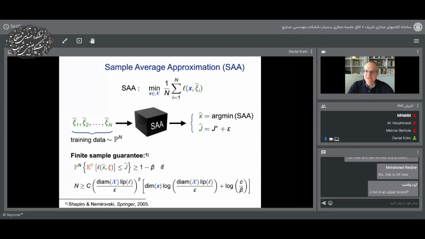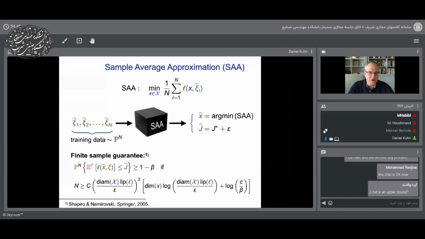This sample average approximation method is really the simplest method to data-driven optimization, and it's very popular, mainly for two reasons. The first one is it's extremely simple. You just minimize the sample average, and there's nothing complicated to be done. There are very powerful methods that have been developed to solve problems of this kind, like stochastic gradient descent methods and so on. So these scale to really high problem dimensions. And besides that, it turns out that the sample average approximation method enjoys a finite sample guarantee of the type I described on the previous slide.